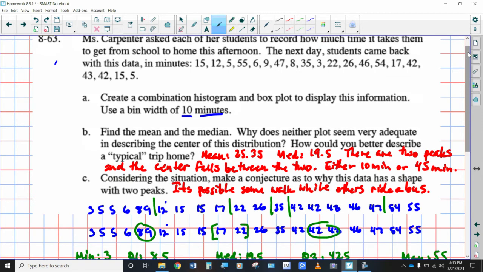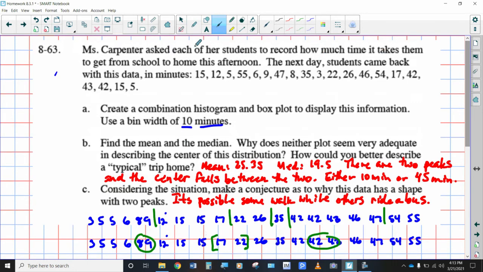All right, so it says Ms. Carpenter asked each of her students to record how much time it takes for them to get from school to home this afternoon. The next day, students came back with this data. So this is the raw data. It is not put in order, okay? So we need to put it into order so that we can find the median and the quartiles and the minimum and the maximum. So this is the data rearranged in order.